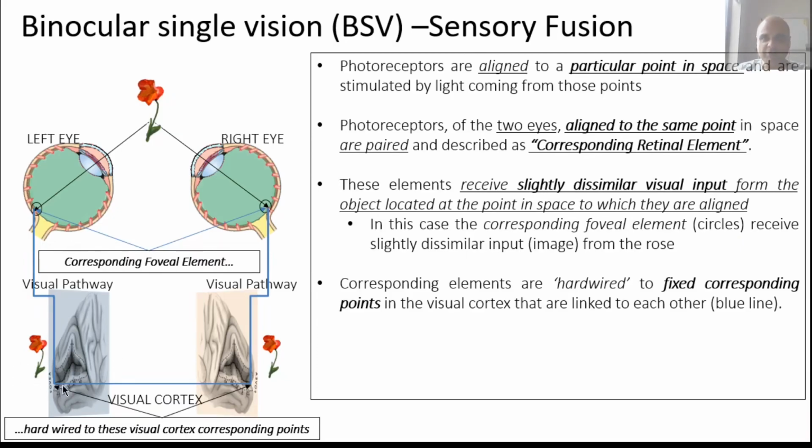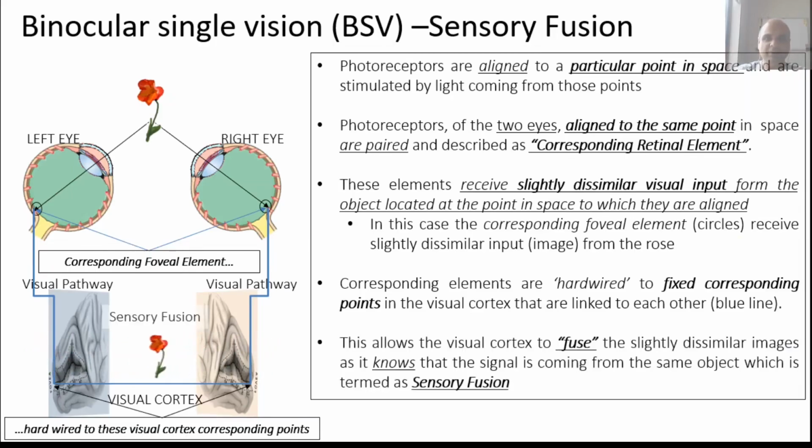So now the visual cortex knows where this image is coming from, because this path is always fixed, and it knows that if the image is coming from this pathway, it must be coming from the corresponding foveal element, because this path is connected to the foveal element. And now the visual cortex knows that these slightly dissimilar images are from the same object, and it can simply fuse them to form the picture of the rose. And this is what sensory fusion is.